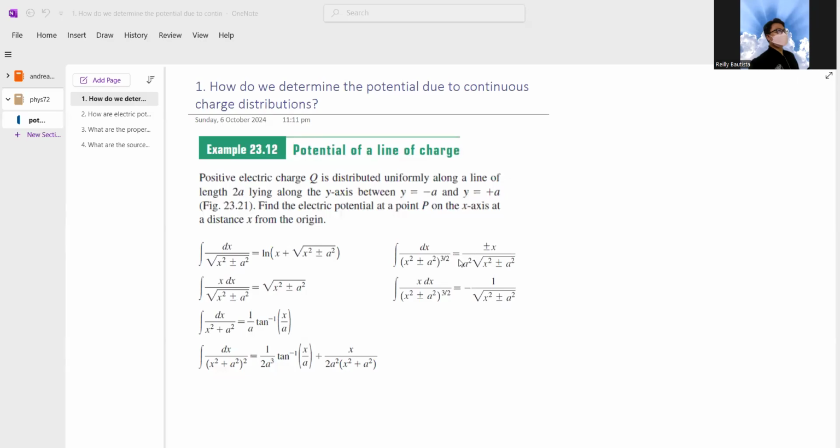Let's now learn about how to determine the potential due to continuous charge distributions.